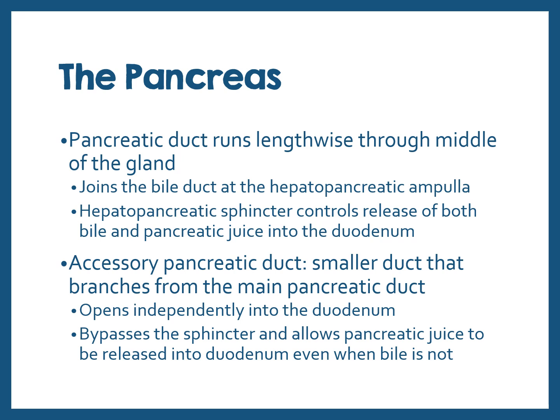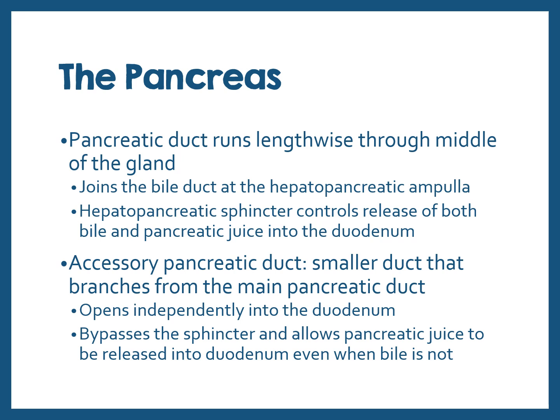Well, eventually it's going to lead to the duodenum, but before, right in the head, it's going to actually converge and join up with the bile duct coming from the liver. And what's going to allow this pancreatic juice and the bile coming from the liver into the duodenum is the hepatopancreatic sphincter. So that will open and close to allow the bile and the pancreatic juice into the duodenum.